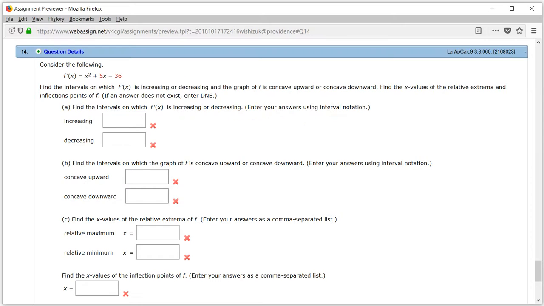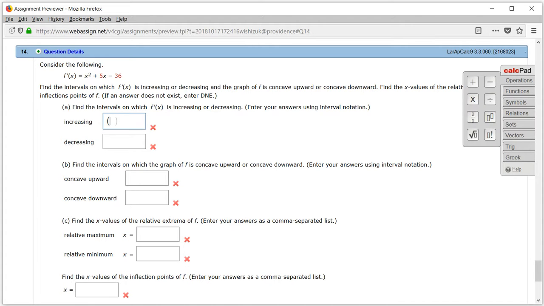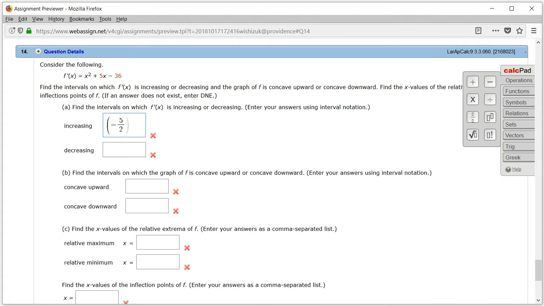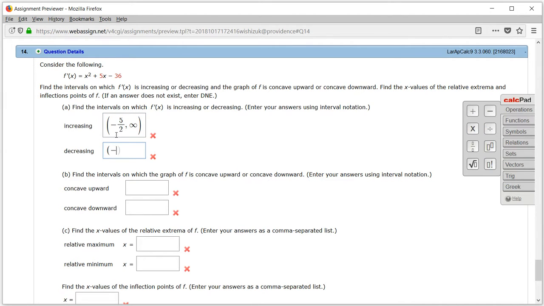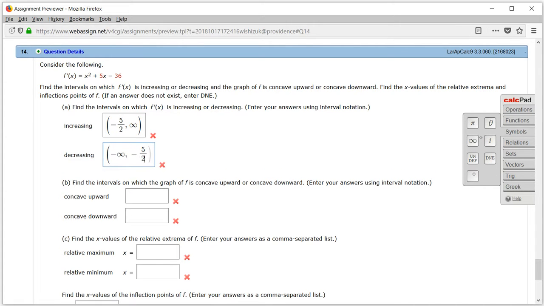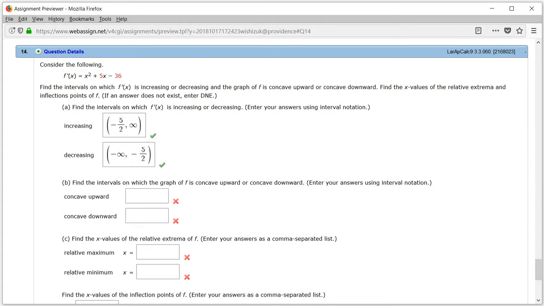So let's type it in. We have negative 5 over 2 to positive infinity, and here is negative infinity to negative 5 over 2. All right, so let's check the answer. We got part A correctly. How about part B?